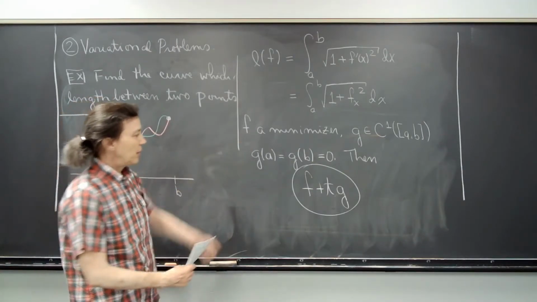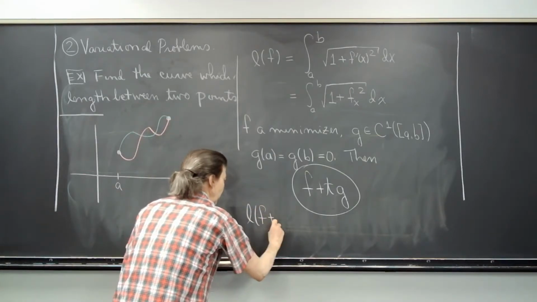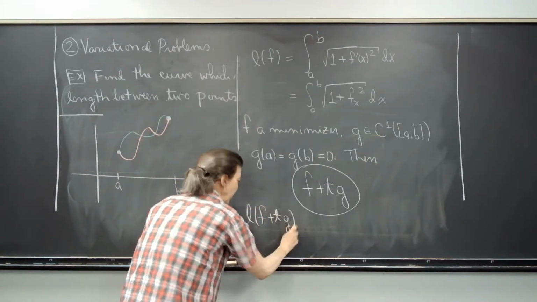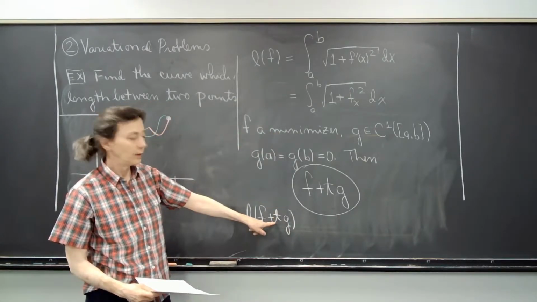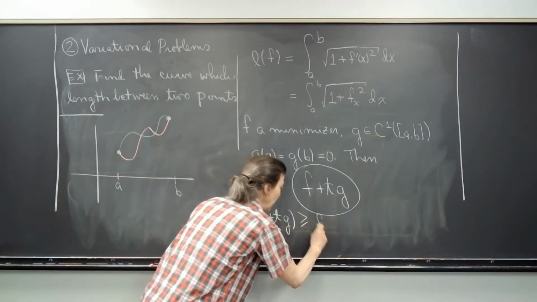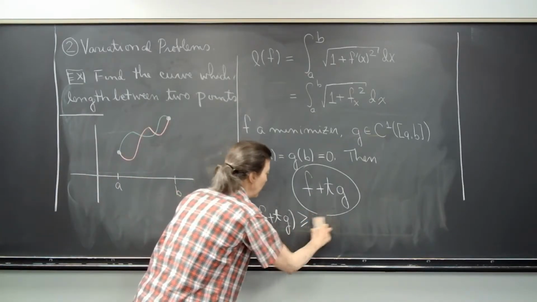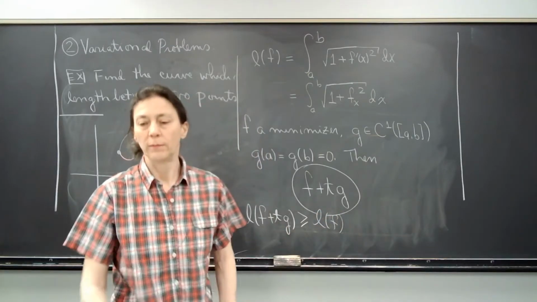Because G vanishes at the endpoints, this function also, its graph also goes between these 2 points, all right? But if f is a minimizer, then the length of this new function for any choice of G satisfying this and for any real number T, this length will be bigger than that of our minimizer. Right?